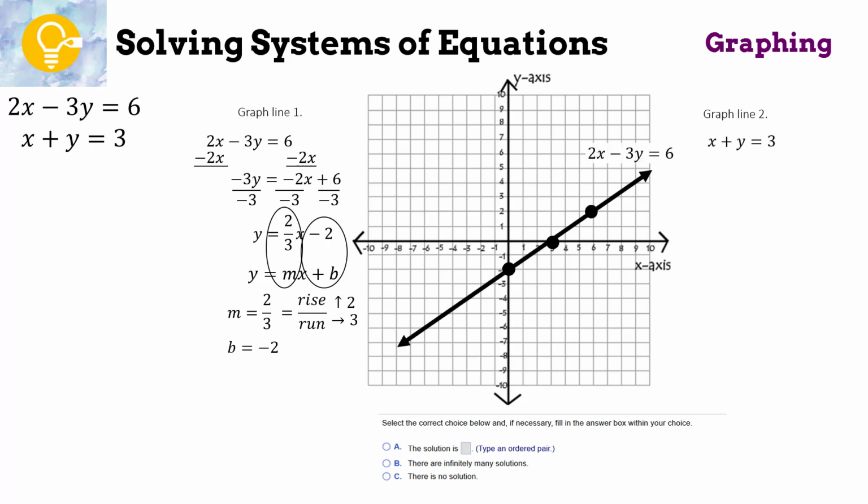Let's look at our second equation. X plus y equals 3. I'm going to subtract x from both sides, and right away, it's in slope-intercept form.